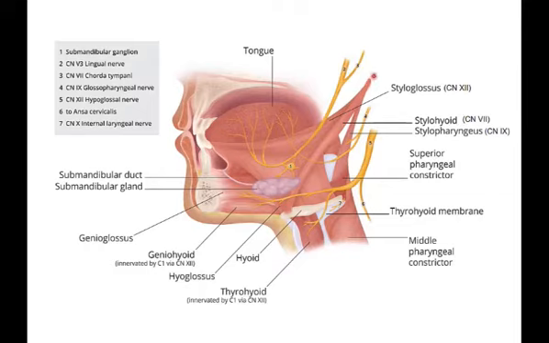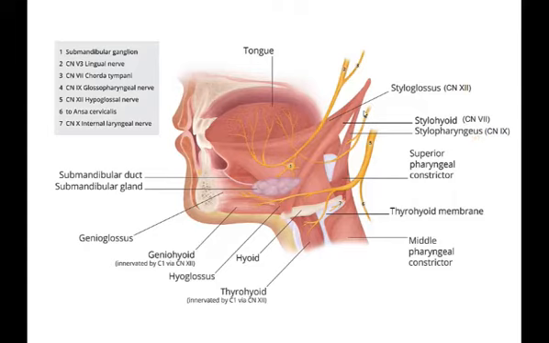So there are three muscles that attach to the styloid process. It will be the styloglossus, the stylohyoid, and the stylopharyngeus. And these three muscles have three different innervations. Styloglossus by the hypoglossal, stylohyoid by the facial nerve, and the stylopharyngeus by the glossopharyngeal nerve.